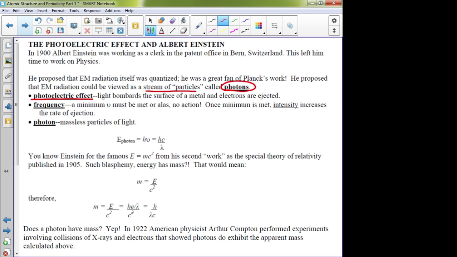What he did was take light and hit it on the surface of a metal, and electrons were ejected off. Well, what's the only way I'm going to be able to eject something, to make it move? Adding energy. Adding energy to make it jump.